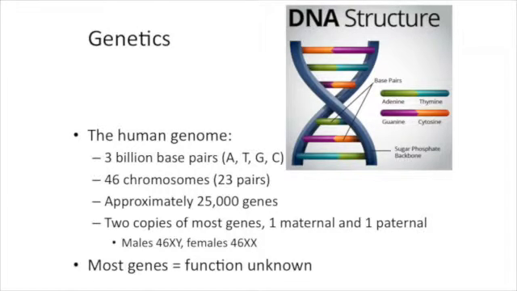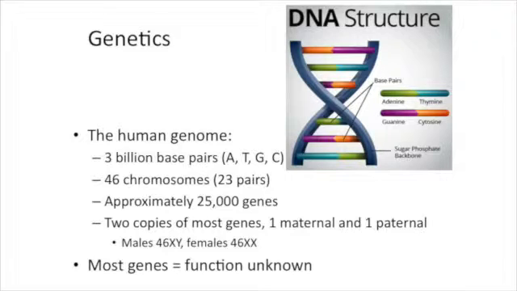So we've all heard about the genetic code, okay? And so we have 3 billion base pairs in our genetic code, and they are labelled A, T, G and C, and they match up like this. And there are about 25,000 genes on the human genome.